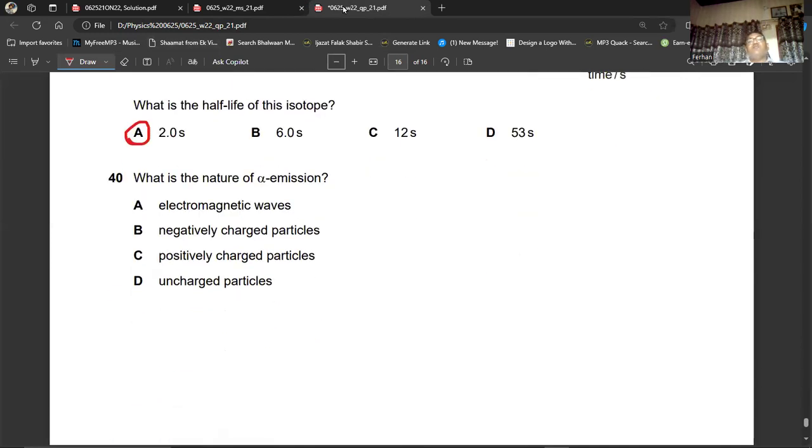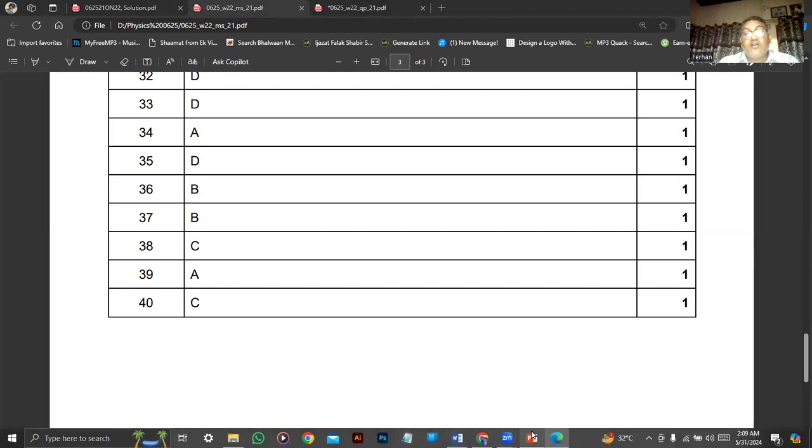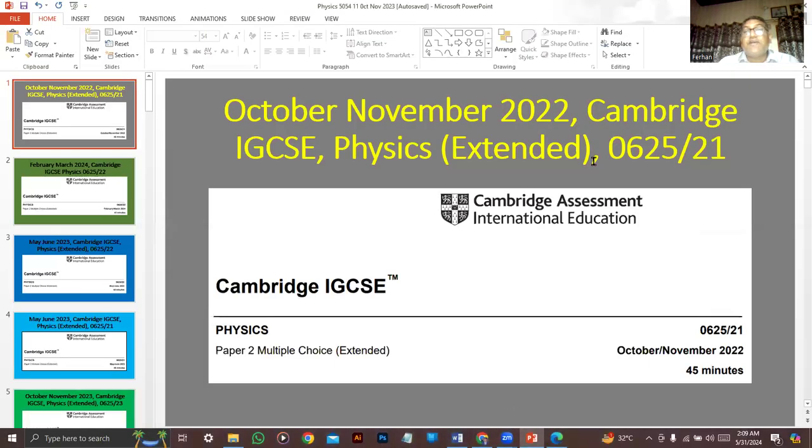On your screen, question number 40. He says, what is the nature of the alpha emission? Alpha is like the nucleus of helium. It's not like the atom of helium, it's like the nucleus of helium. It has two protons, it has two neutrons. So basically, it is a positively charged particle. So I think C is the right option. Question number 40, C is the right option. That's it. We are done with this paper.